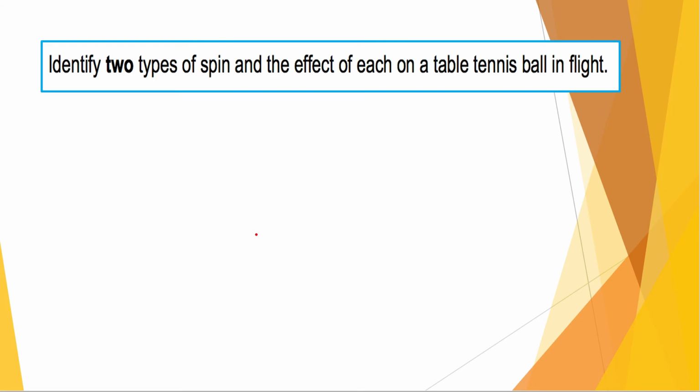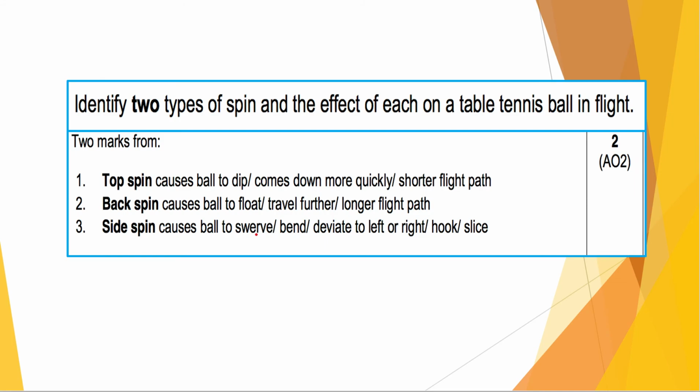Identify two types of spin and the effect of each on a table tennis ball in flight. Two types of spin on a table tennis ball: topspin, backspin, side spin. Remember, with table tennis, you don't need to be specific about hook and slice. It's just referred to as side spin. But it says, and explain the effect. So topspin causes the ball to dip or come down more quickly or with a shorter flight path. Any of those got a mark.